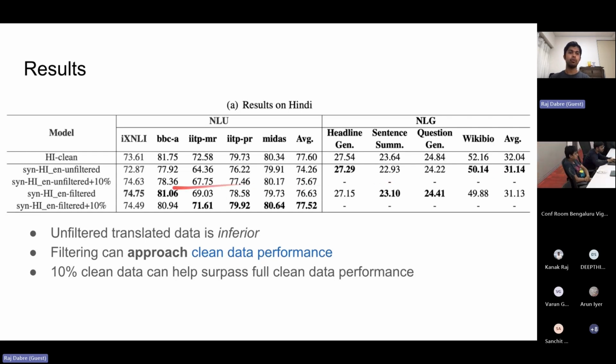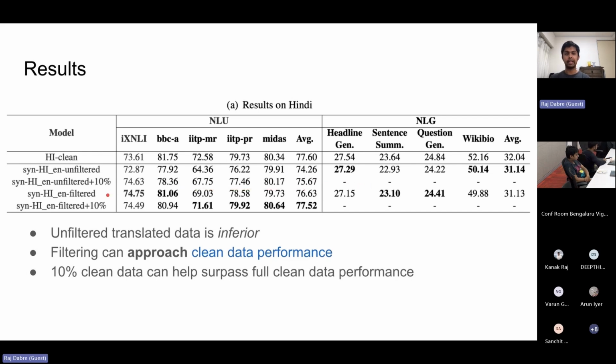Now, what would happen if you fine-tuned this unfiltered data trained model on some 10% clean data? So you take 10% of this clean data and you fine-tune this model over here. Turns out you can recover a significant amount of the performance. You go from 74.26 to 75.67. We didn't have time to do the NLG experiments, unfortunately.